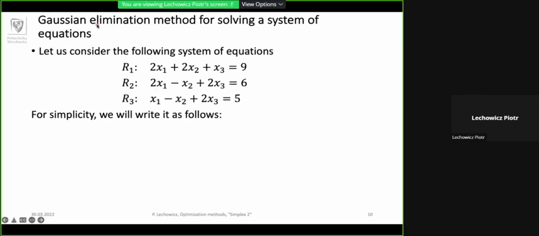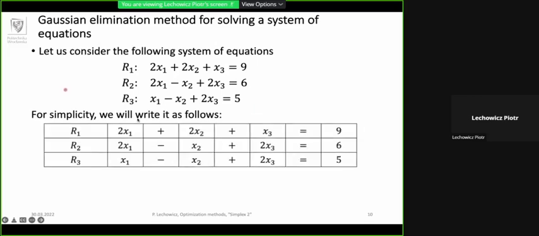So let me first start by solving a system of equations. Just to recall, this is the Gaussian elimination method, which is used to solve such a system. So let us consider the following system of equations. We have 3 variables and 3 equations. So we know that such a system has one solution.